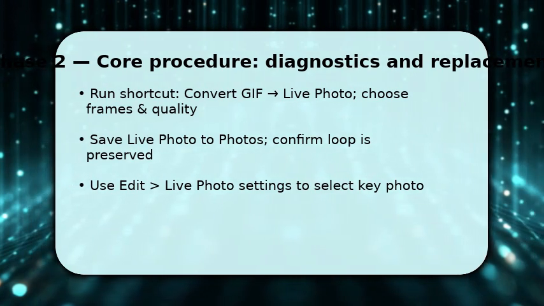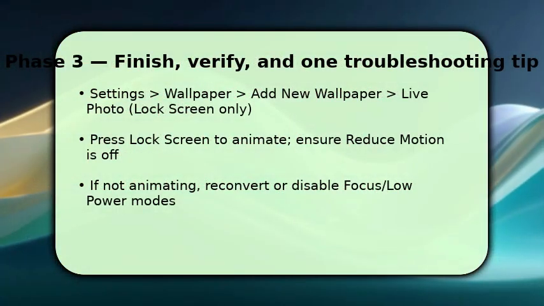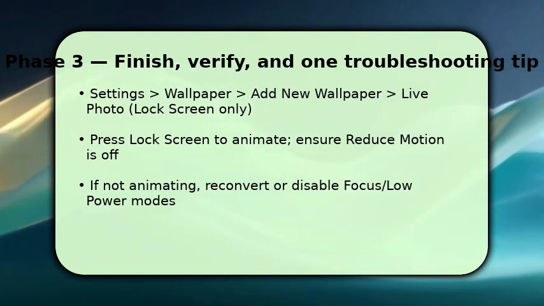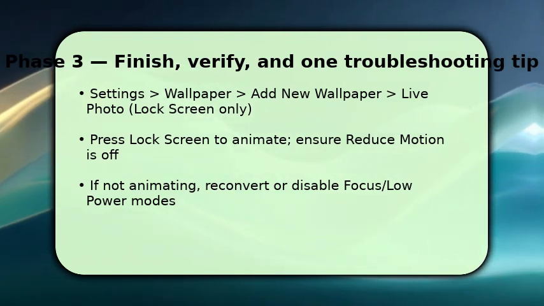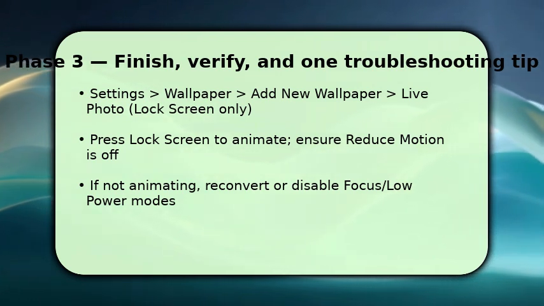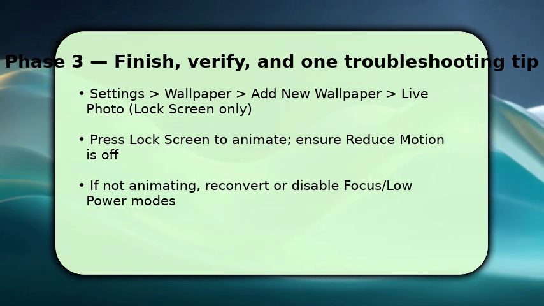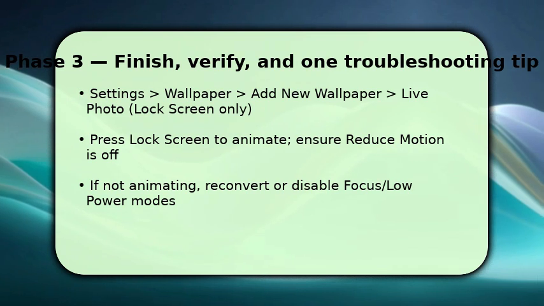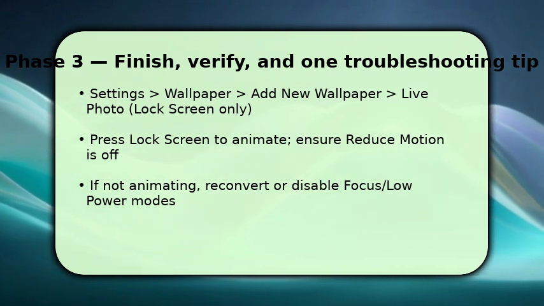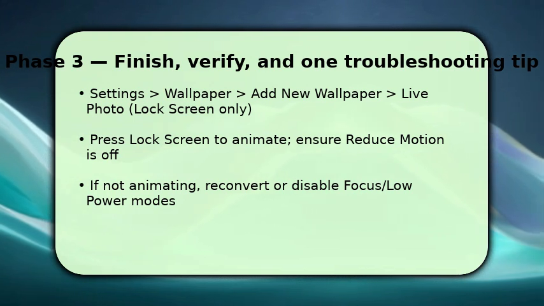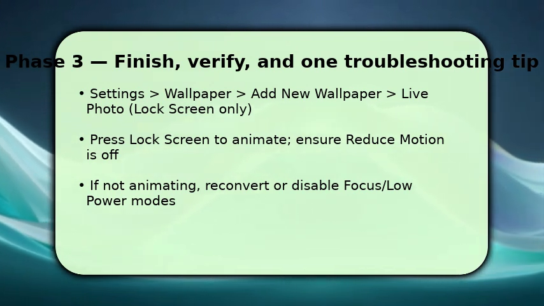Finally, set the Live Photo as your wallpaper. Go to Settings, Wallpaper, Add New Wallpaper, choose the Live Photo and assign it to the lock screen. Tap the lock screen to preview the animation, press firmly or long press to trigger it. If it doesn't animate, make sure Reduce Motion is off and Low Power or Focus modes aren't restricting effects. Reconvert the GIF at higher frame rate if stuttering persists. One quick troubleshooting tip: resave the Live Photo after.